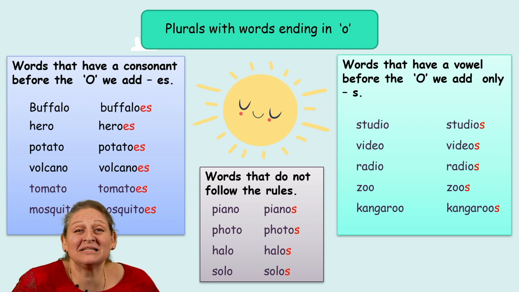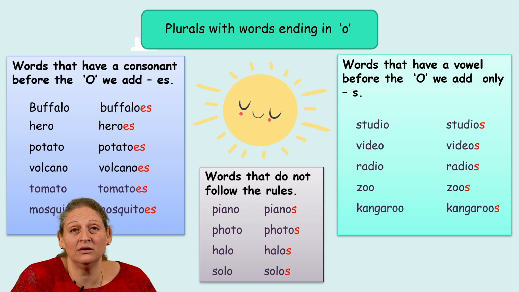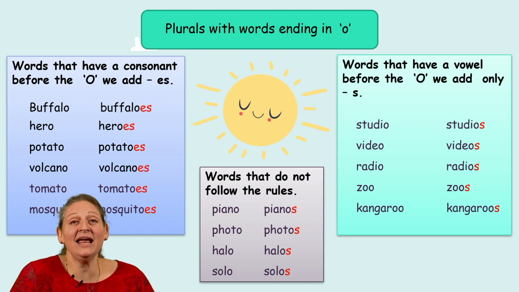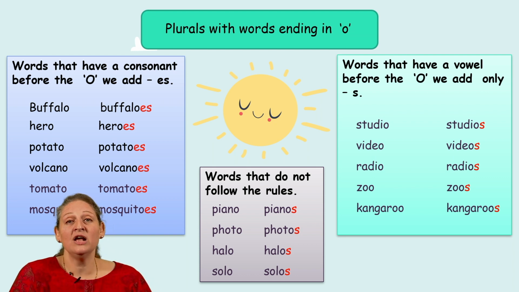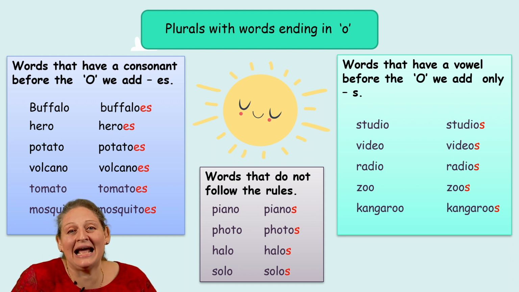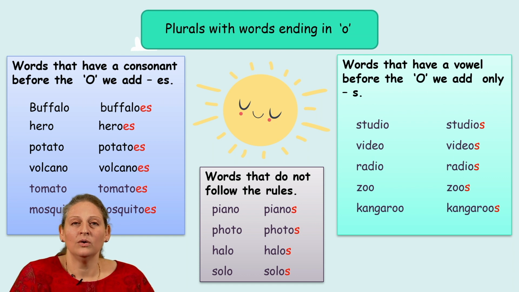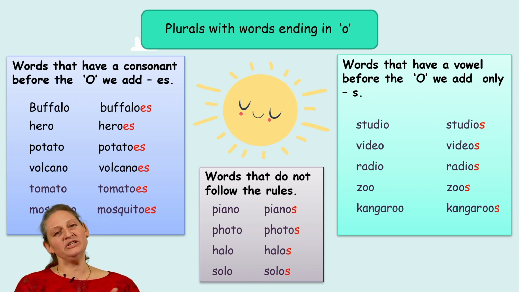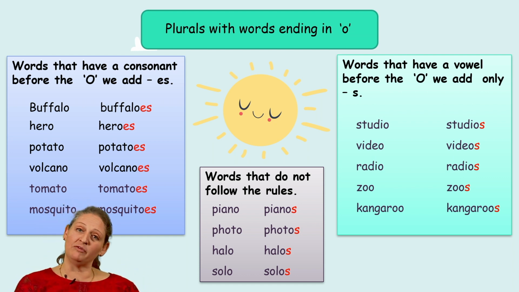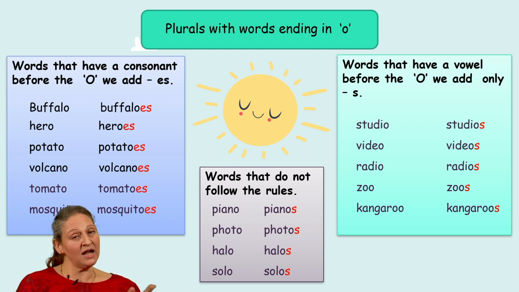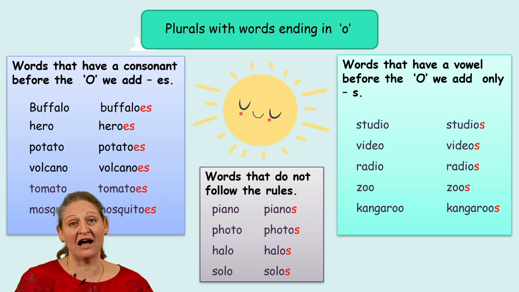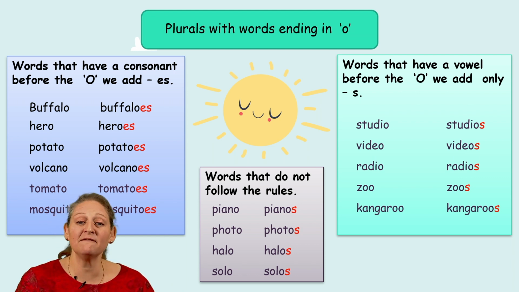What does mosquito have before O? T. It's a consonant. Very good. So we have to add ES. Mosquitoes. Very good. But what do we do if there's a vowel before the O? We know that if a consonant comes before the O, we have to add ES. What do we do if there's a vowel before the O?